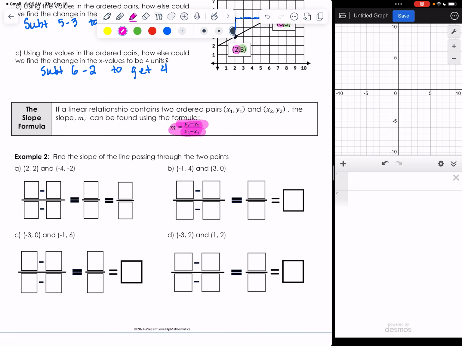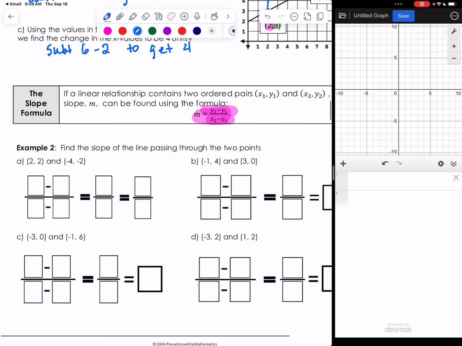All right. Now, in short, here's what this formula means. On the top of the fraction, you're going to be subtracting your y values, and on the bottom of the fraction, you're going to be subtracting the x values. So let's look at how this works in practice.